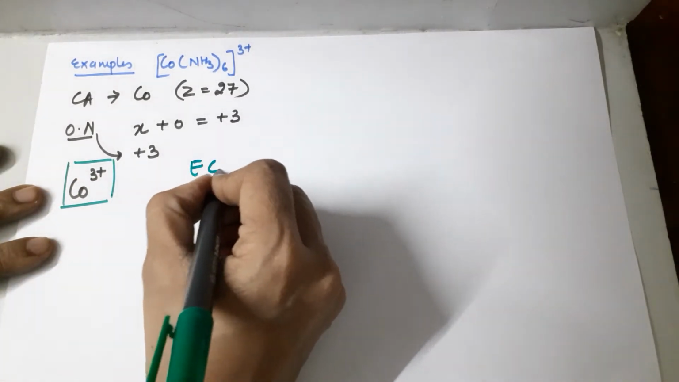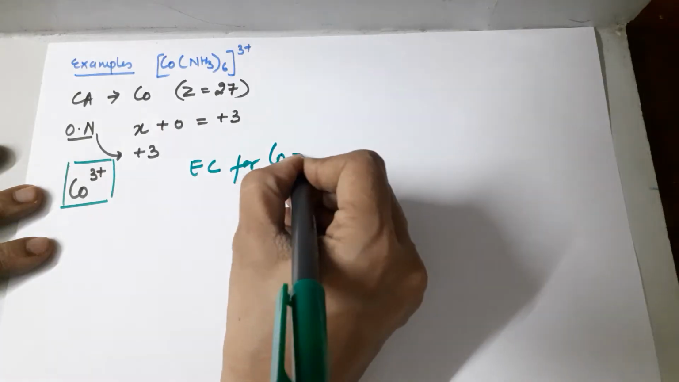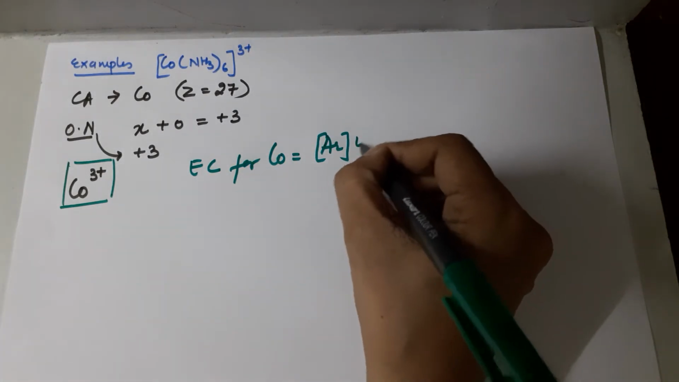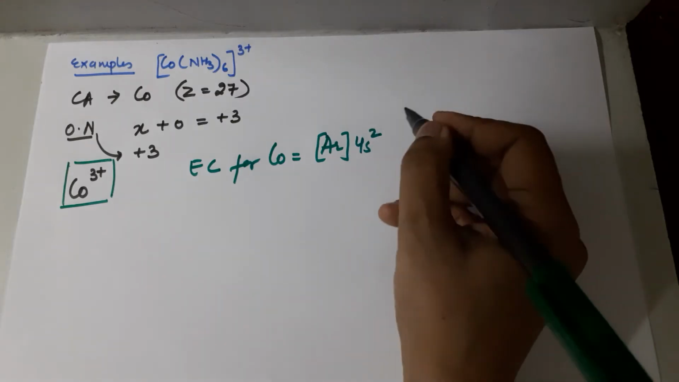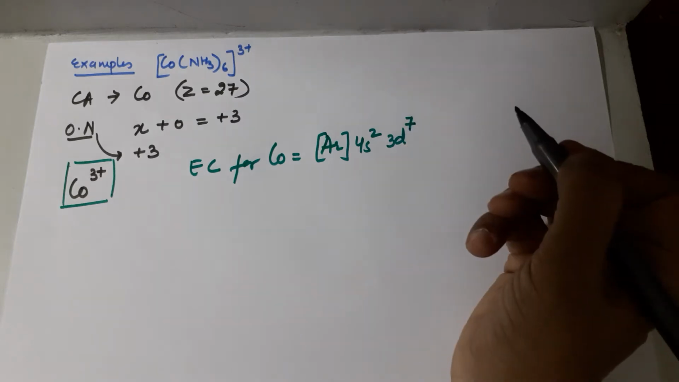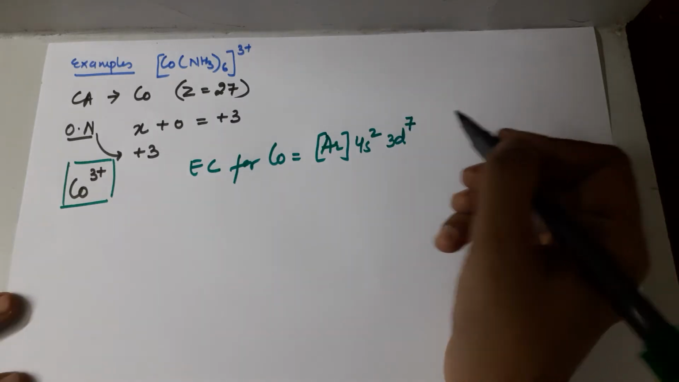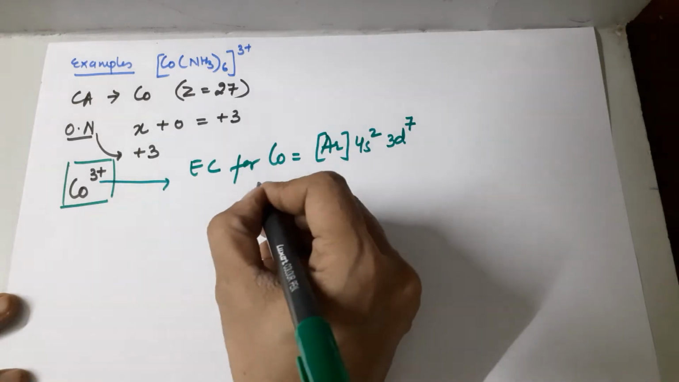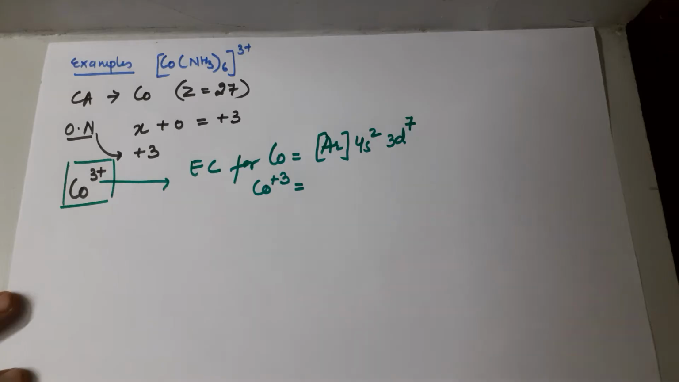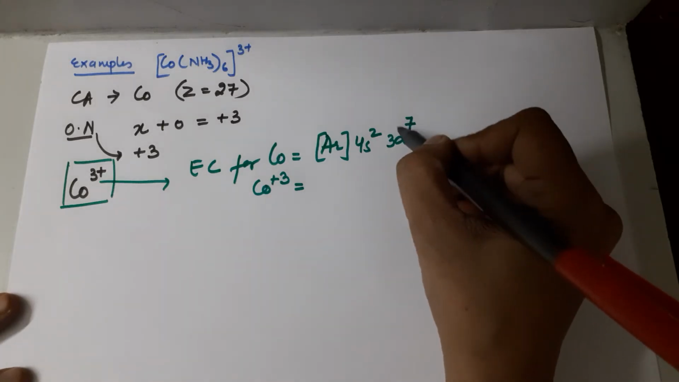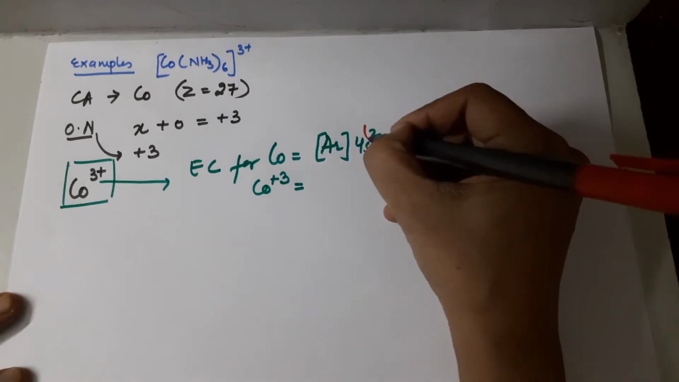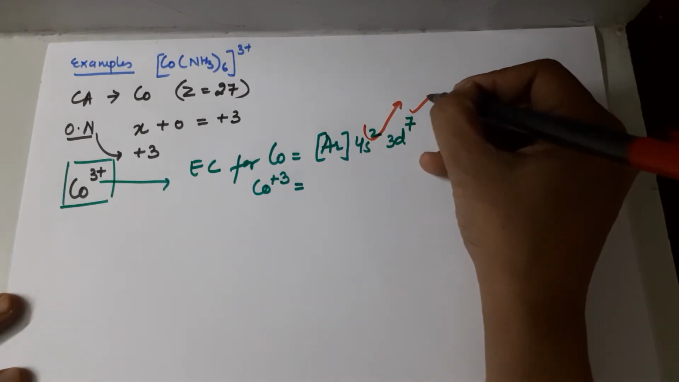Now let's write the electronic configuration. I'll first write it for cobalt. The electronic configuration would come out to be argon, 18 electrons, 4s2, that makes it 20, and then you have 3d7. That is the electronic configuration for cobalt. But in your complex, the cobalt is cobalt plus 3, which means you need to remove 3 electrons. Please don't mess it up. Do not remove the electrons from here. The electrons are to be removed from the higher n value. So remove these 2 electrons and you can remove 1 electron from here.